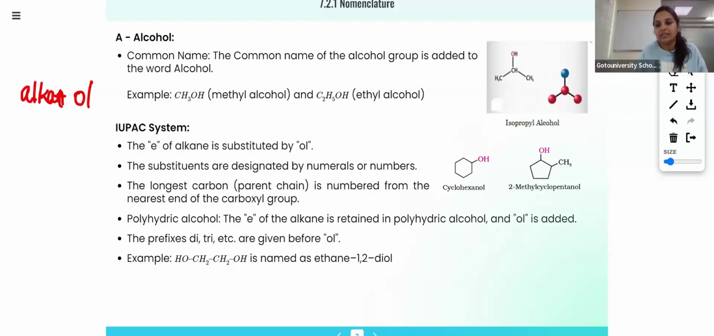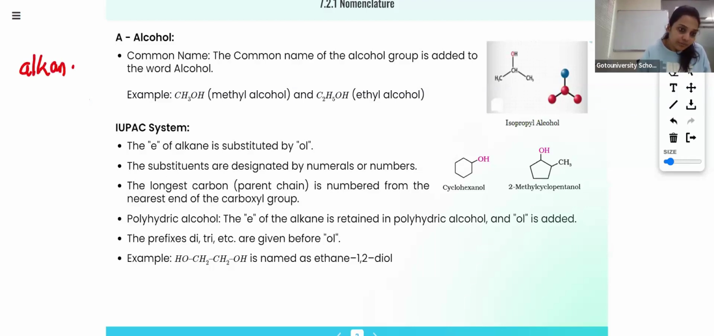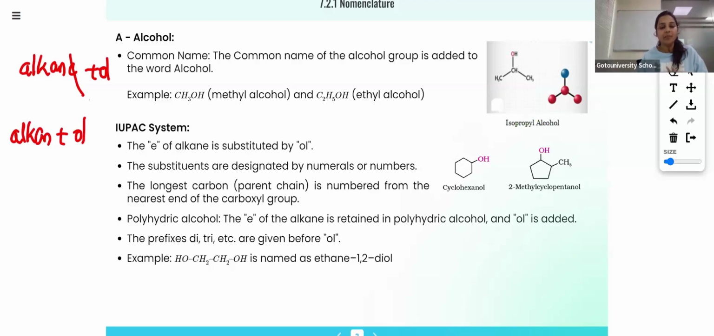What we are doing here, see, I will explain properly. Suppose we have an alkane molecule. From the alkane, a hydrogen is replaced by a hydroxyl group. That's how we are getting an alcohol, right? So from the alkane, I am removing e and adding ol. So it will be alkane plus ol, so alkanol. That will be the naming method for the alcohols.